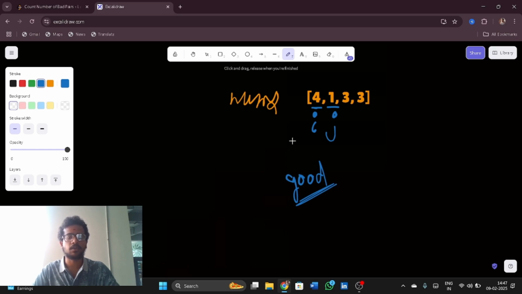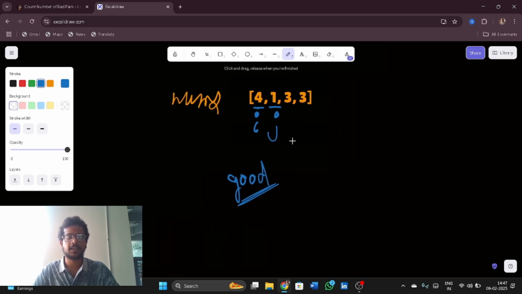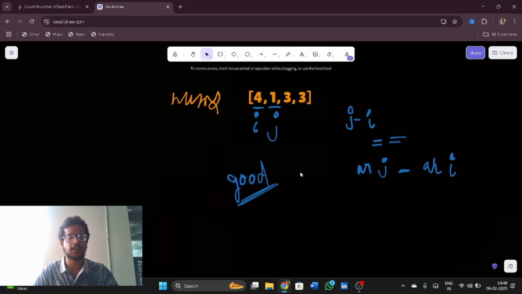How do I know what the good pairs are? If they say a bad pair is a pair where j minus i is not equal to array of j minus array of i, it will be known as a bad pair. But if it is equal, then it is known as a good pair. So this will be my intuition.